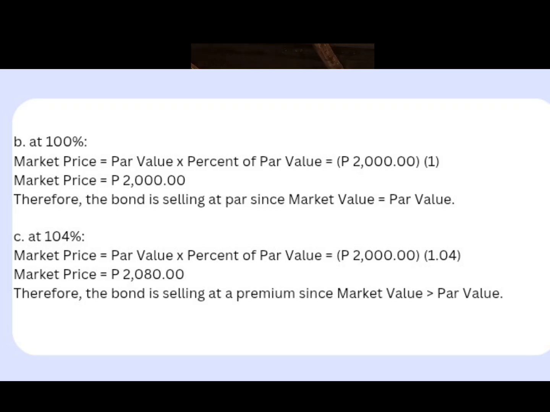Our par value is equal to 2,000 and our percent of the par value is 1.04. So, multiplied, and the answer is 2,080 pesos. So, therefore, the bond is selling at a premium since our market value is greater than our par value. And always take note that every question where we see a percentage, we really need to convert it into decimal before proceeding to our solution.